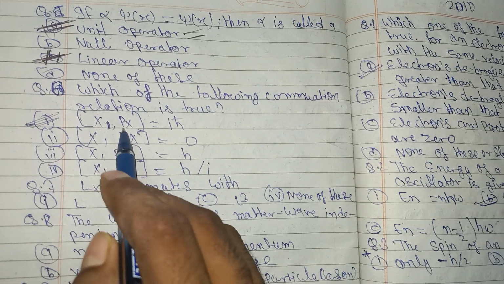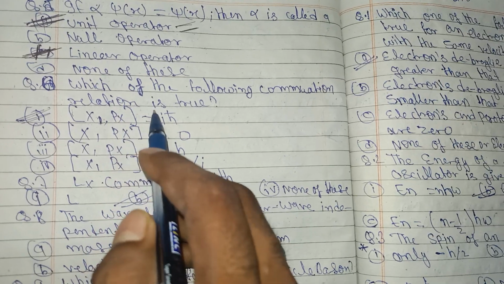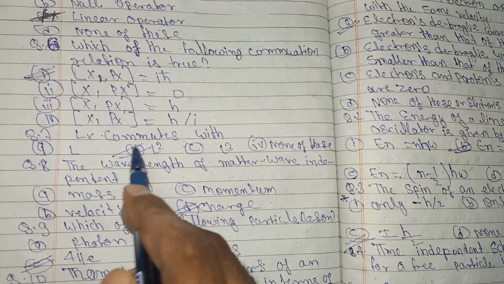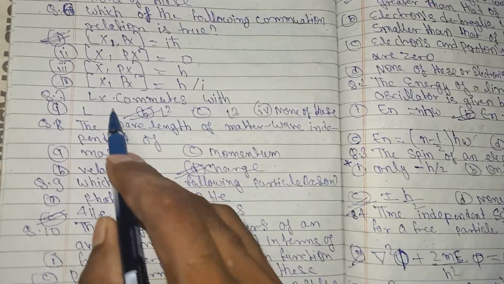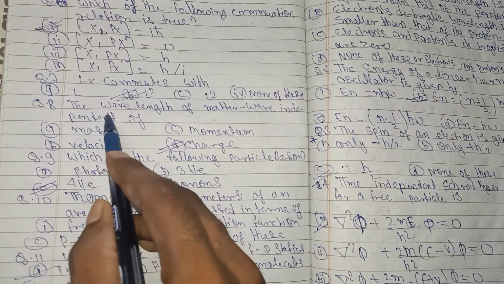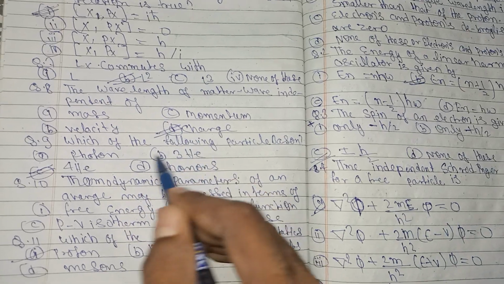Which of the following commutation relations is true? So [x, px] is equal to i h cut. So question number 7, Lx commutes with L square. Lx commutes with L square. You learn this. Question number 8, the wavelength of a matter wave is independent of charge.